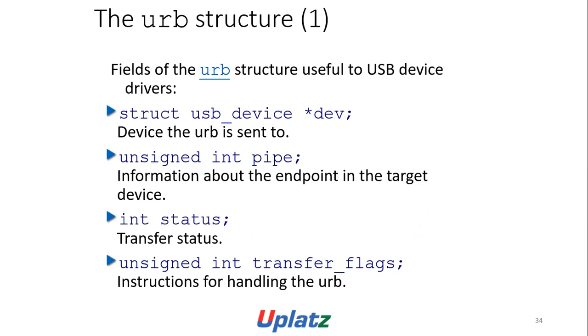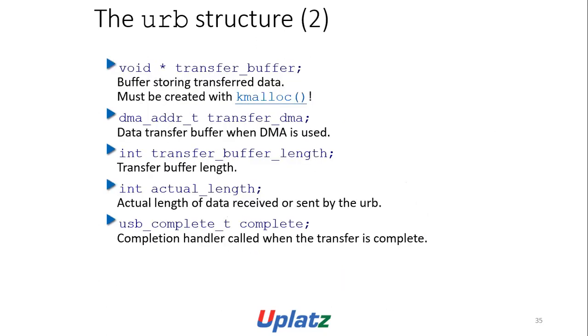URB structure, fields of the URB structure useful to device drivers. struct usb_device *dev: device the URB is sent to. unsigned int pipe: information about the endpoint in the target device. int status: transfer status. unsigned int transfer_flags: instructions for handling the URB.